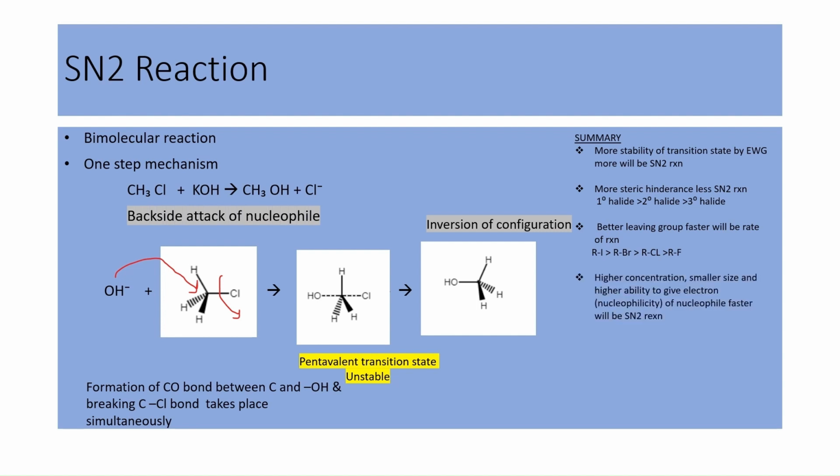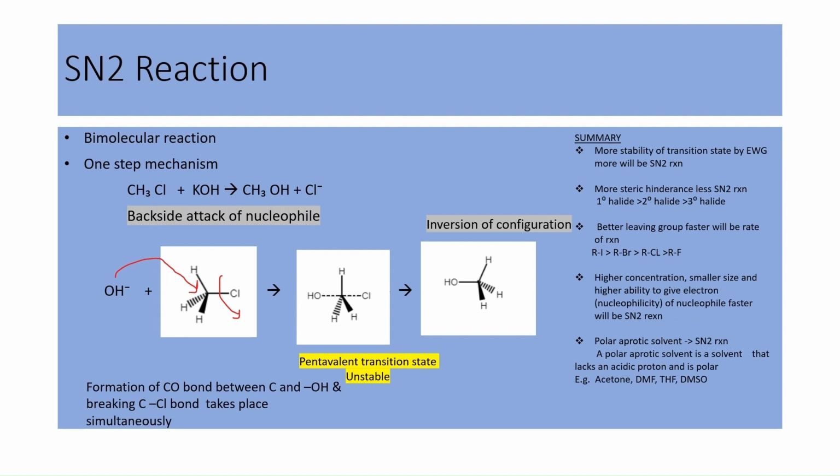When the concentration of the nucleophile is higher, the size of the nucleophile is smaller, and its ability to give electrons, that is, nucleophilicity, is better, then SN2 is faster. The SN2 reaction takes place in the presence of a polar aprotic solvent. That is, a solvent which is polar and lacks an acidic proton. Example: acetone, DMF, THF, DMSO.